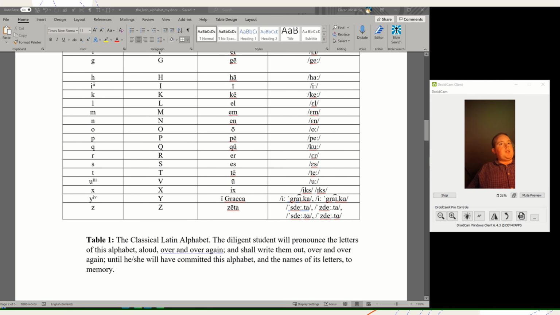Table 1, the classical Latin alphabet. The diligent student will pronounce the letters of this alphabet aloud over and over again, and shall write them out over and over again until she will have committed this alphabet and the names of its letters to memory.